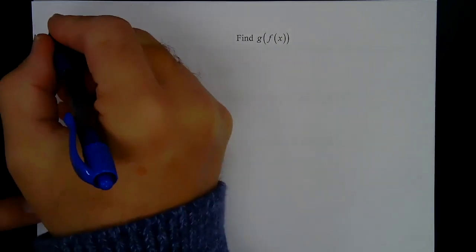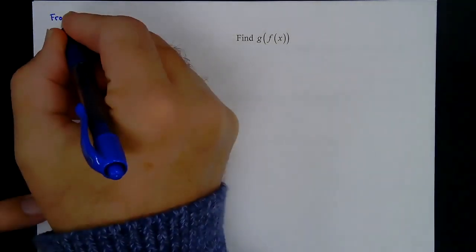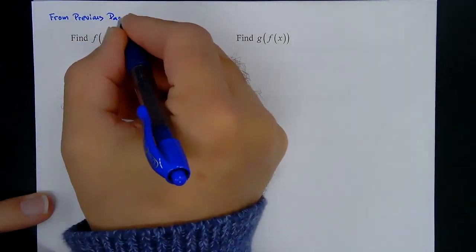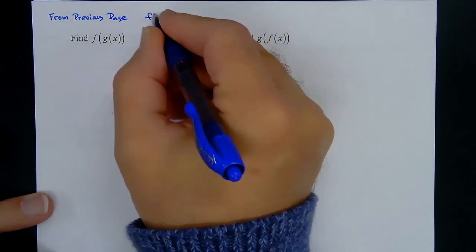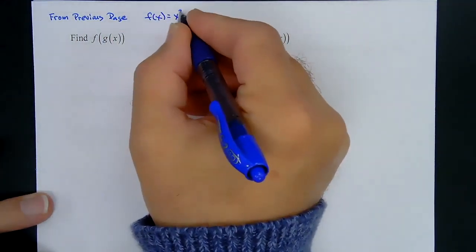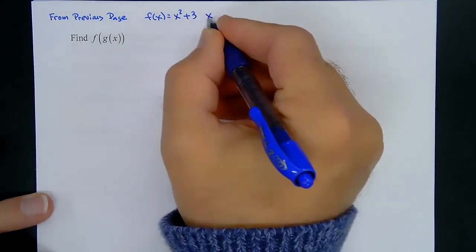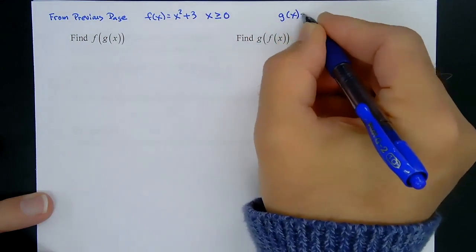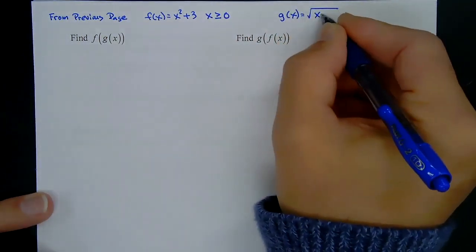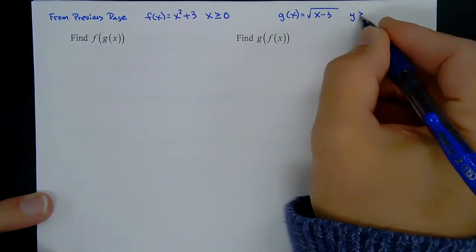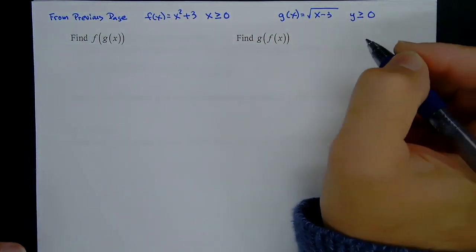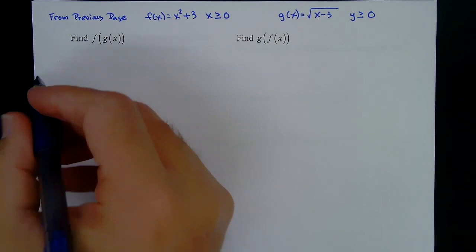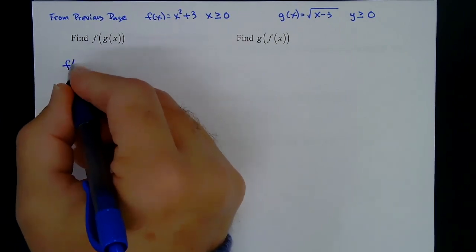From the previous page, we know that f of x is equal to x squared plus 3, and x is greater than or equal to 0. And we also know that g of x is equal to the square root of x minus 3, and y is greater than or equal to 0. So what is f of g of x?